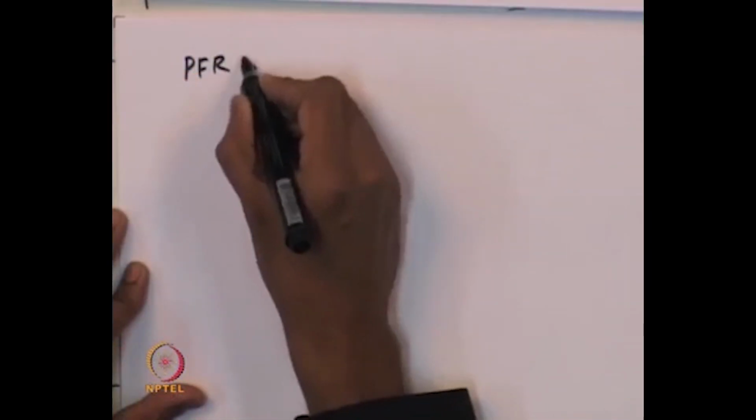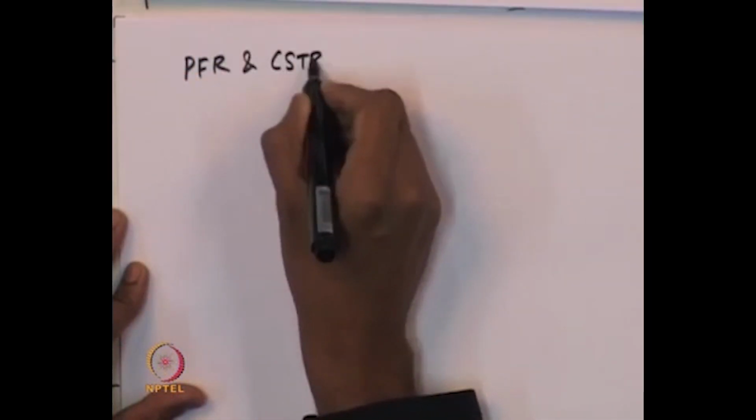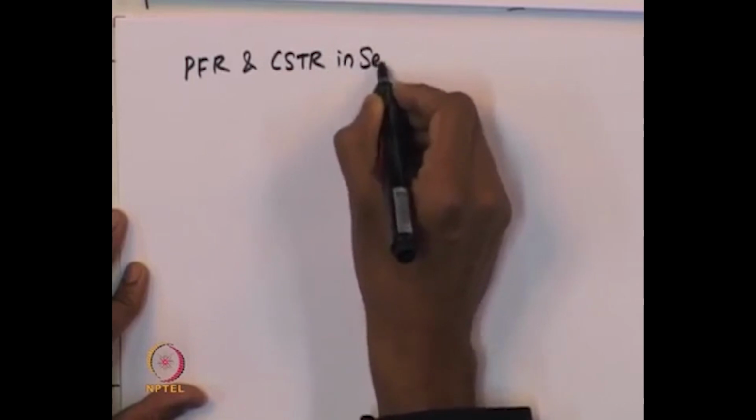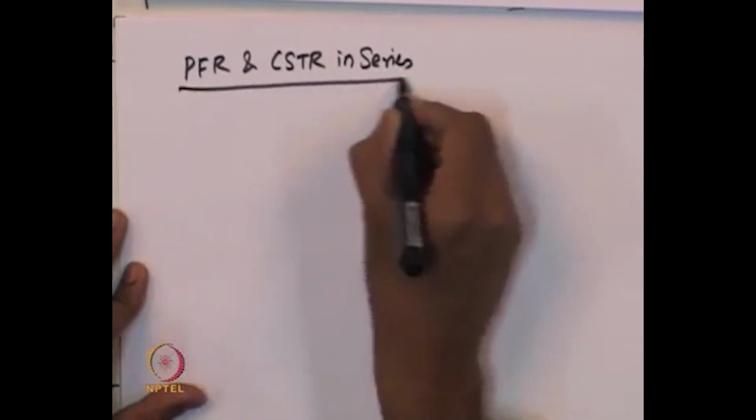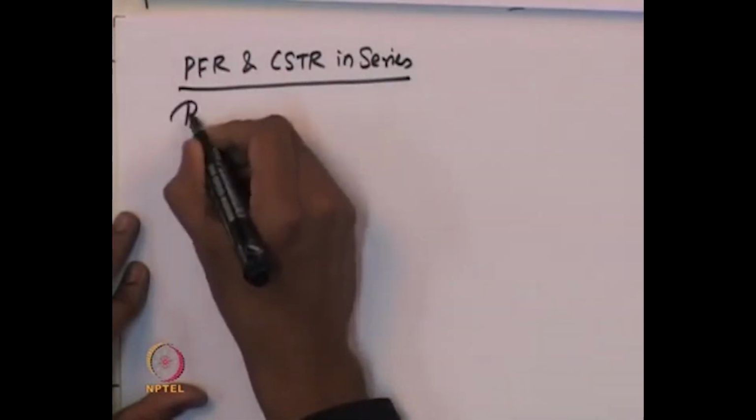We observed earlier that the RTD function is used to model real reactors as a combination of ideal reactors. So, let us take a very simple example of a combination of two ideal reactors. Let us consider the plug flow reactor and CSTR in series. What will be the RTD function for this case?